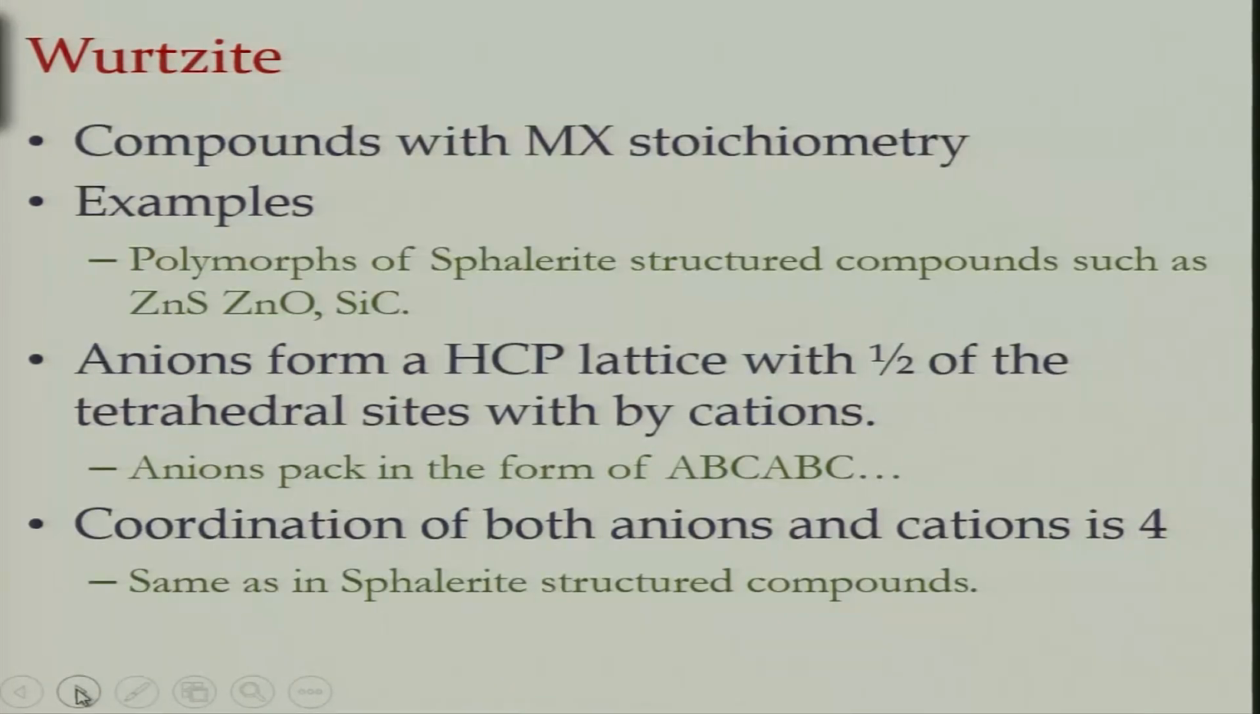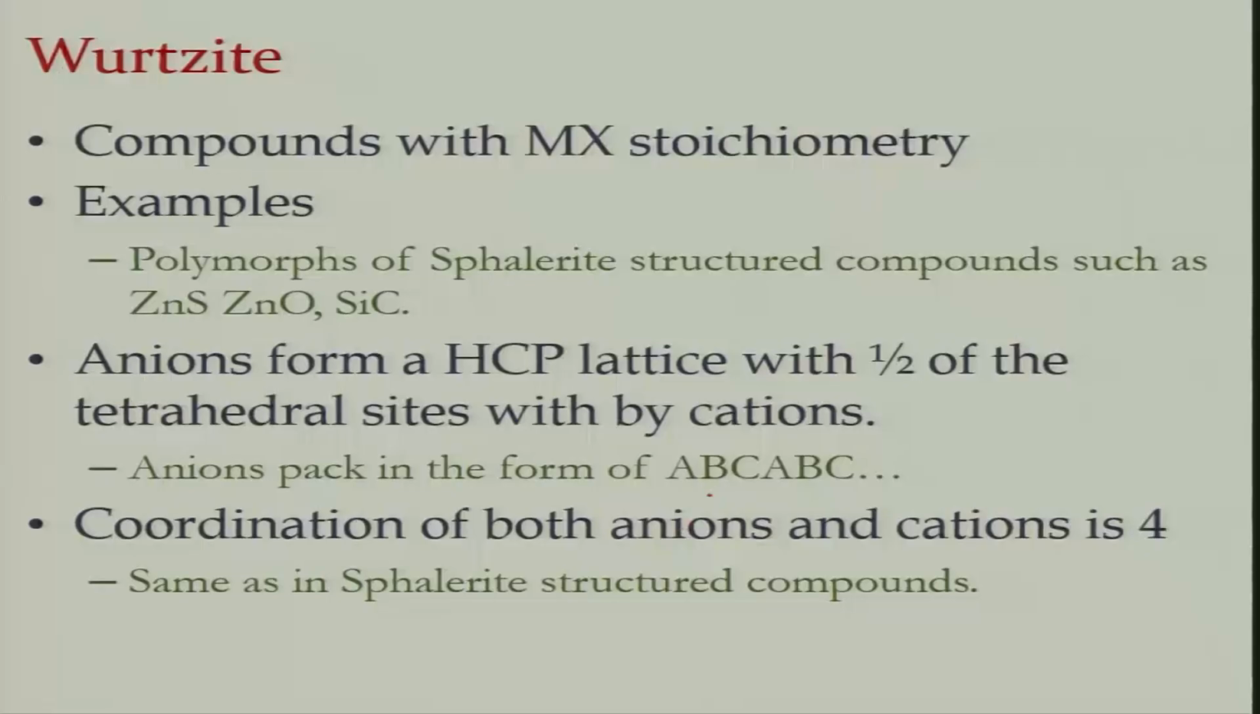So wurtzite is basically a compound with MX stoichiometry, M is to X equal to 1 is to 1. The materials which follow this structure are zinc sulfide, zinc oxide, silicon carbide, etc. Zinc sulfide and zinc oxide also follow the cubic structure, and the polymorph structures follow this wurtzite hexagonal structure. Here anions form an HCP lattice with half of the tetrahedral sites filled by cations. So again, it is tetrahedral site filling, but in hexagonal form.